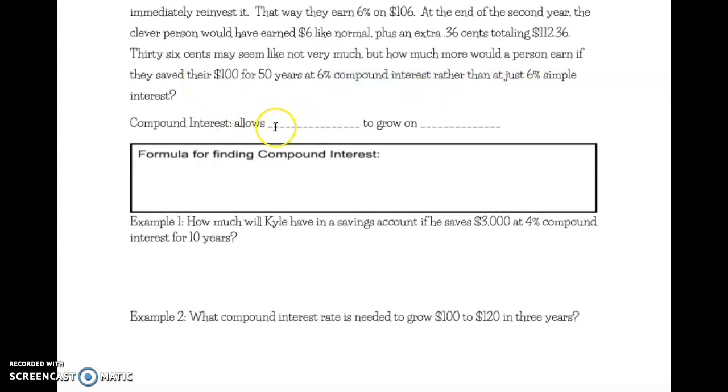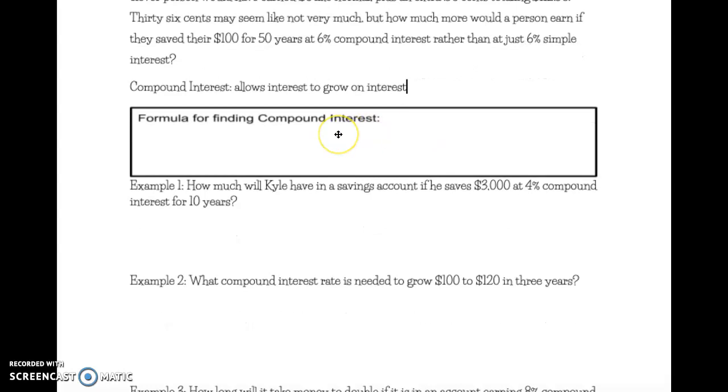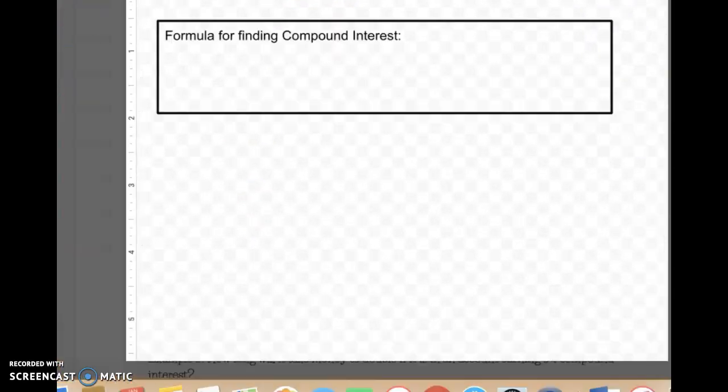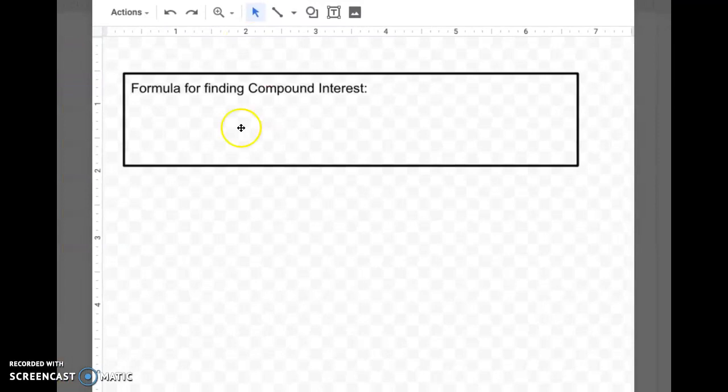So compound interest allows interest to grow on interest. And that is the best kind of interest because essentially you are making money on money that you did not put in. The formula for finding compound interest is a little bit tricky, so I'm actually going to try to write it here if I can. I'll put it down here, and then I'll move it into that box.